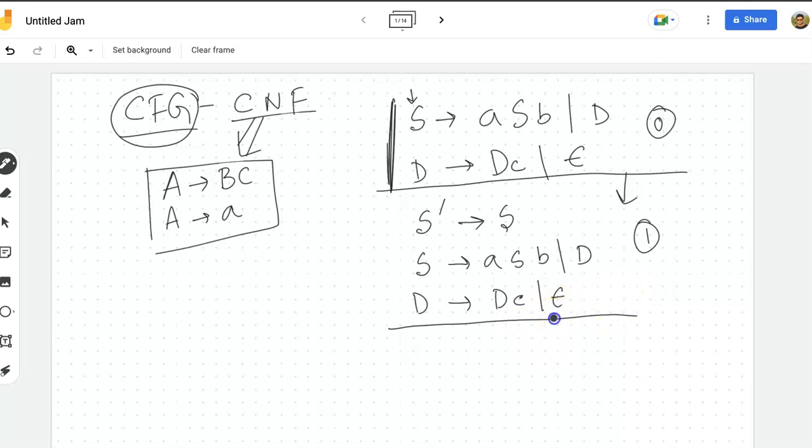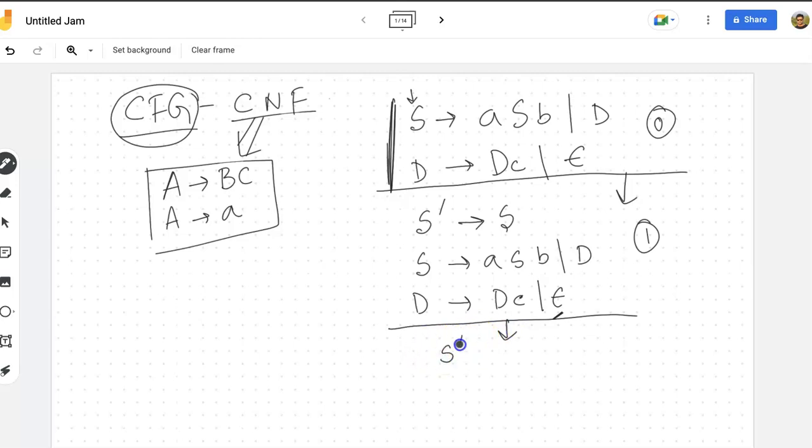So this is the null production, D going to DC or null. Okay, so we need to remove it. So how to remove this null production? I'm just writing it here.